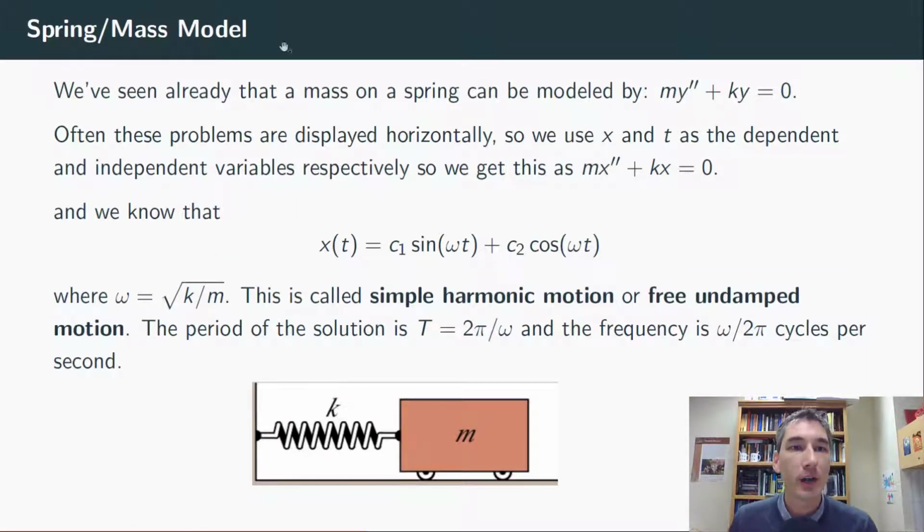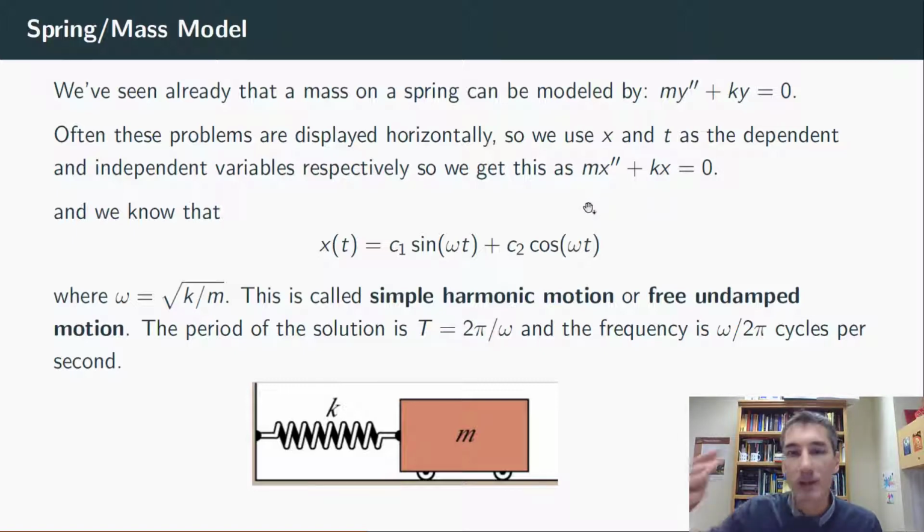So first, we're going to start with just a standard spring mass model. So you've got a mass on a spring. The differential equation we've seen before is my double prime plus ky equals 0. But here, we're really going to think of it as sort of in the xy plane, or in the x direction, basically. So it's kind of oscillating this way. And so we're going to be thinking of x as the dependent variable, t as the independent variable. So we'll be looking at this differential equation.